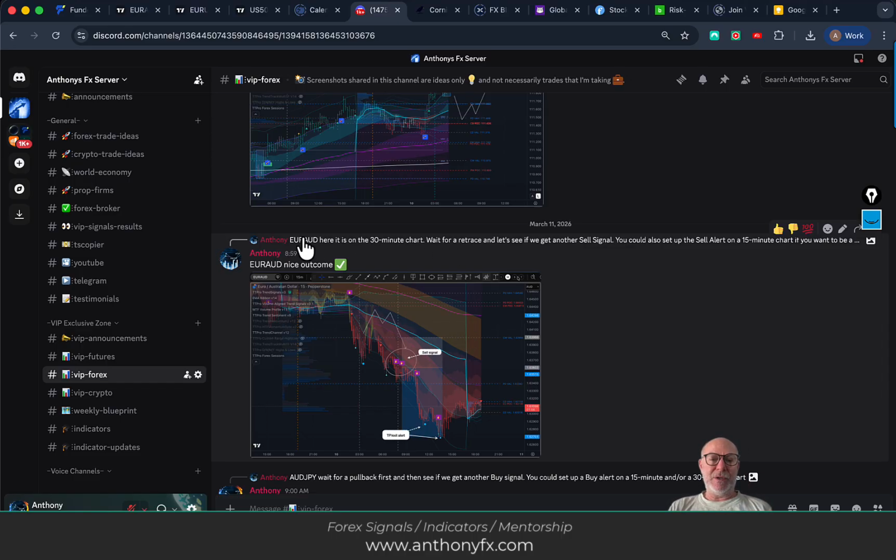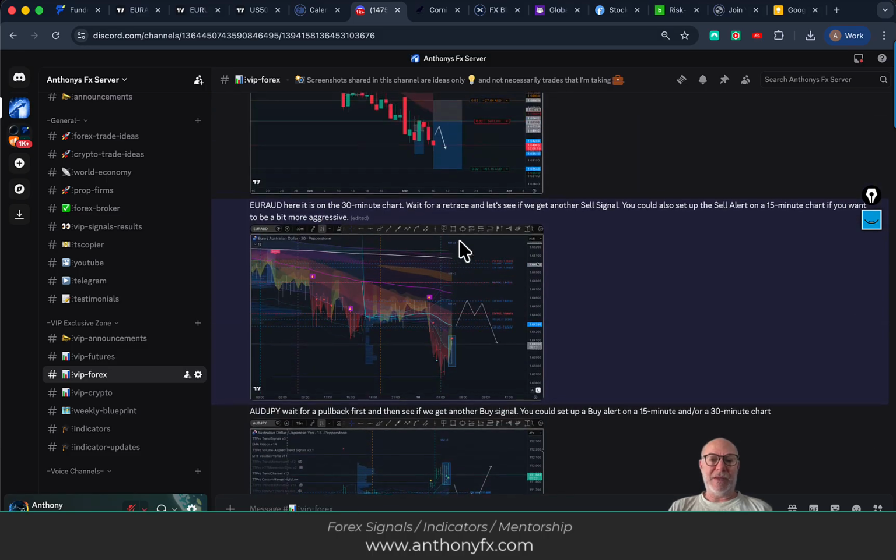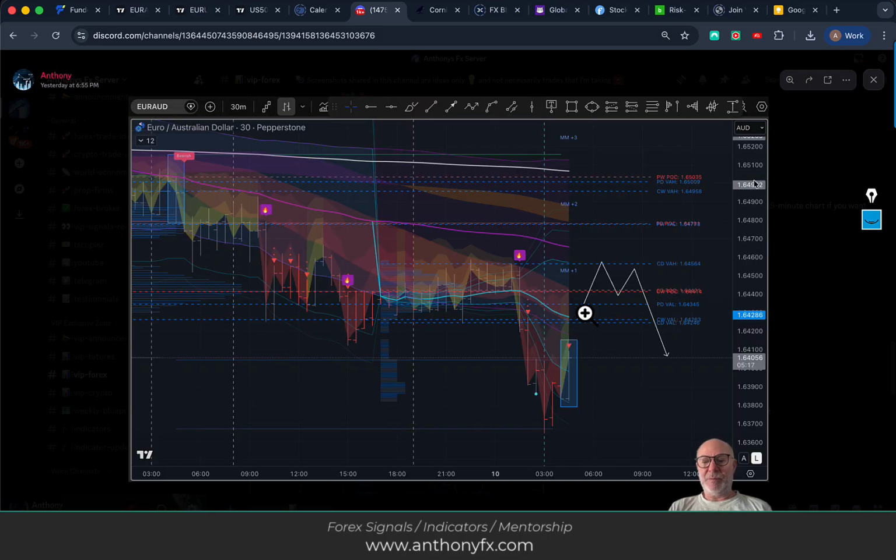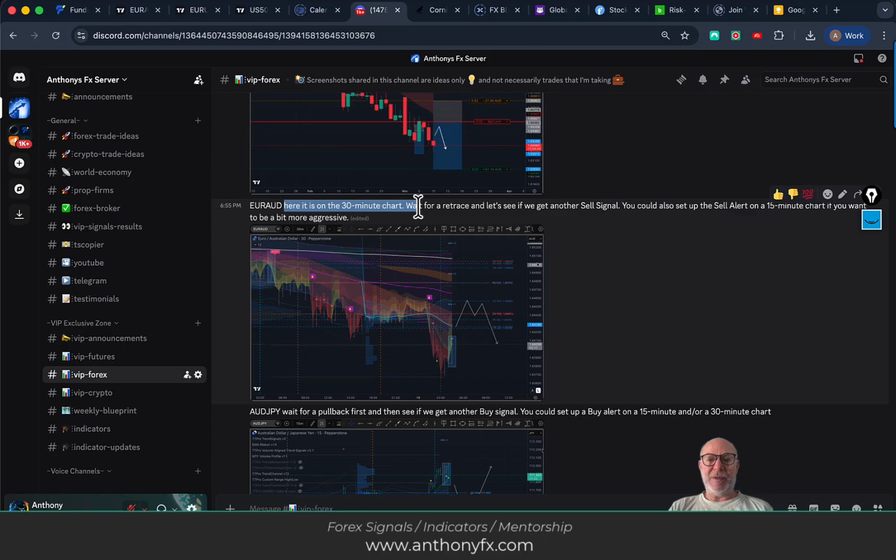So what I'm doing, let's have a look at this Euro Aussie. That's the idea. We're looking for a little pullback and take the next sell signal. 30-minute chart on this one. That's it. Euro Aussie 30-minute chart. Wait for the retrace. Take the next sell signal. It's as easy as that.